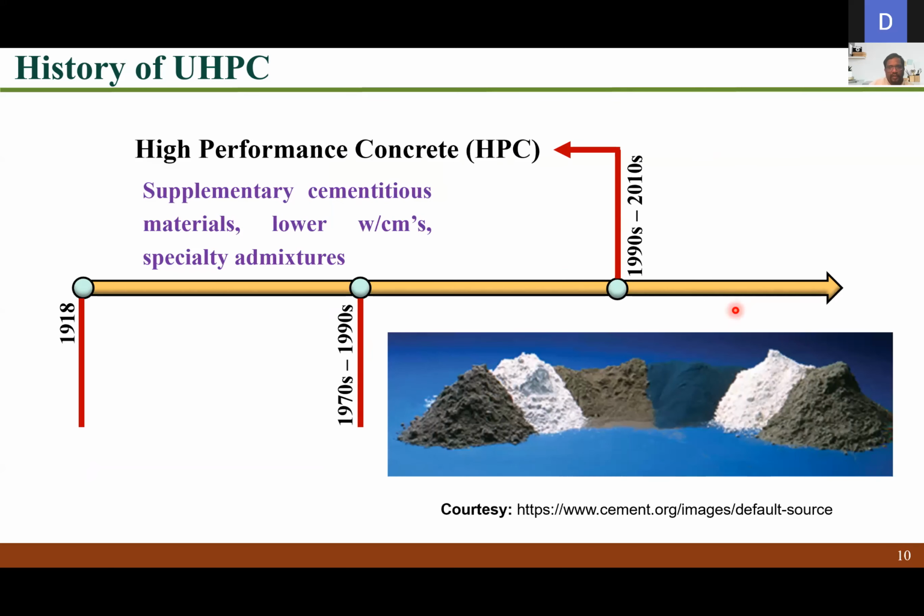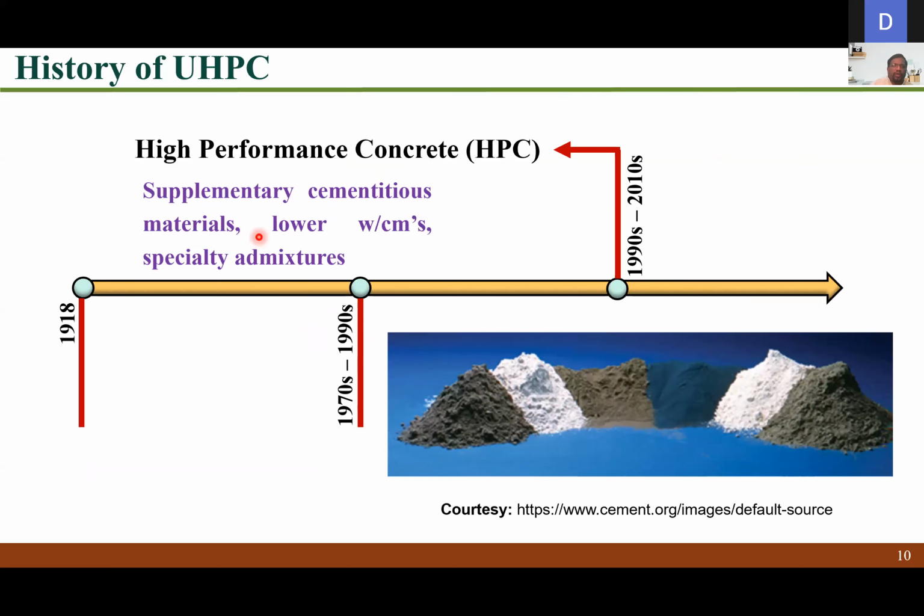And then I would say from the 1990s onwards, people started talking not only about high strength, but about high performance, because strength is not the only criteria. We also need to look at durability and sustainability and so on. So people started using a lot of supplementary cementitious materials, including fly ash, GGBS, and silica fume and so on.